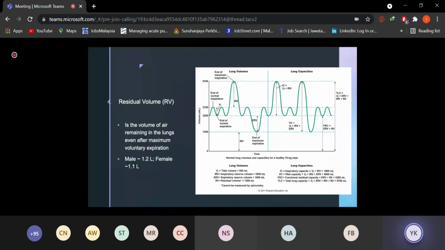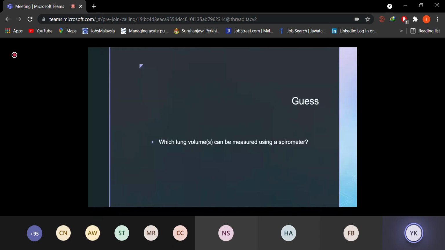That will be your residual volume. This is the residual volumes.